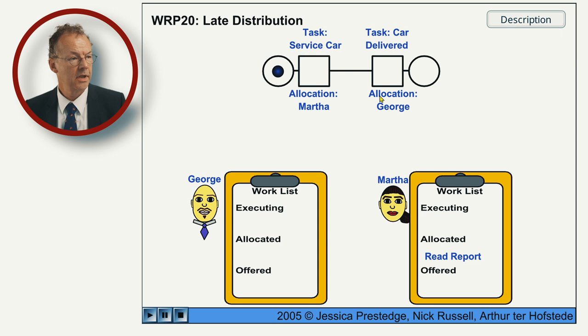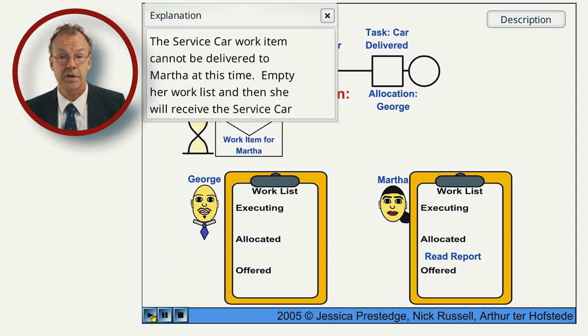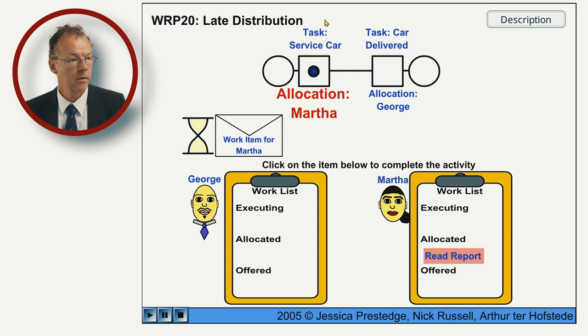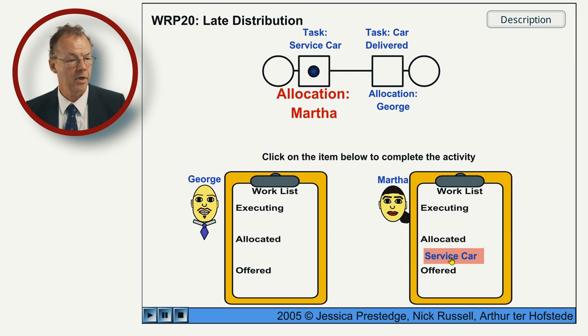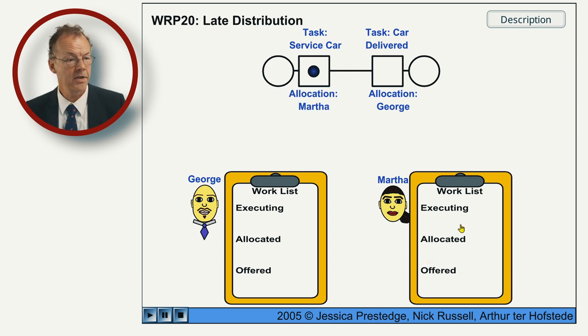Okay, so late distribution. We have a task service car and the service car work item cannot be delivered to Martha at this time. Empty her work list and then she will receive the service car work item. So I read the report and I complete it. And now Martha gets the service car work item allocated a little later.